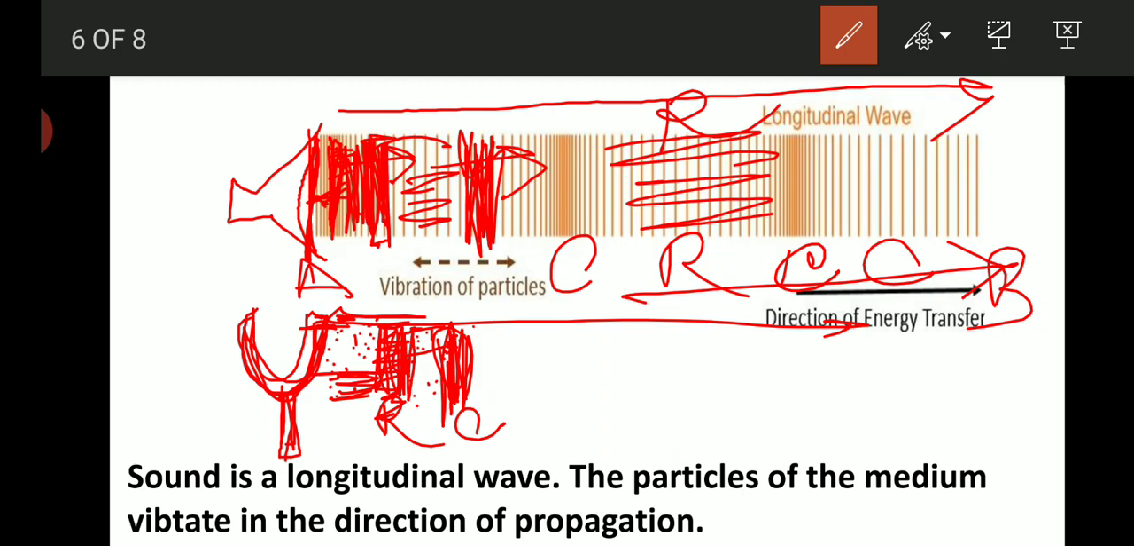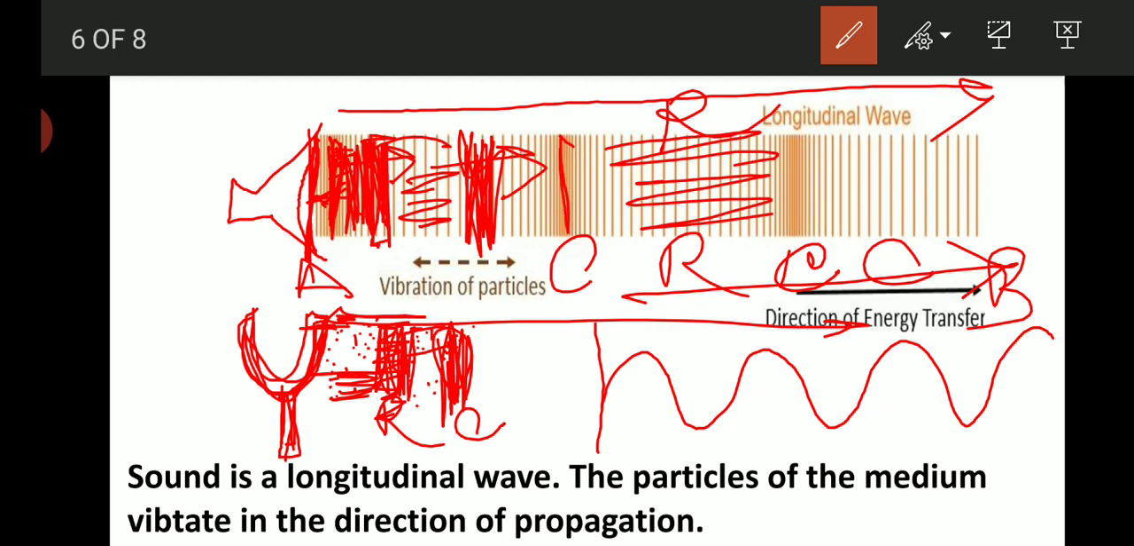And if we draw a graph, we'll get a waveform, and that waveform is for the compression and rarefaction regions. Where there is the compression region, the pressure is more, and in the rarefaction region the pressure is less. So if we draw a graph, pressure against direction or time, we'll get it like this. Here at the mean position, the pressure is normal.